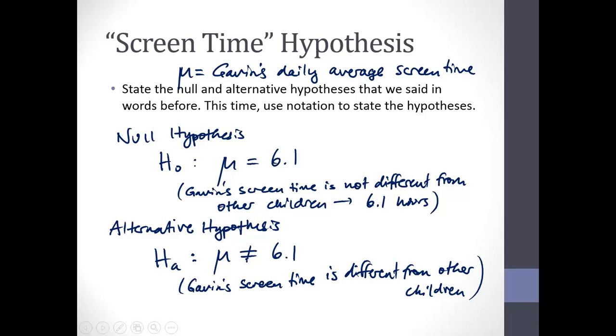So again, we're translating the question of interest that we have, is his screen time different than other children? We translate that into a null and alternative hypothesis, saying it's not different, and then saying that maybe it is different.